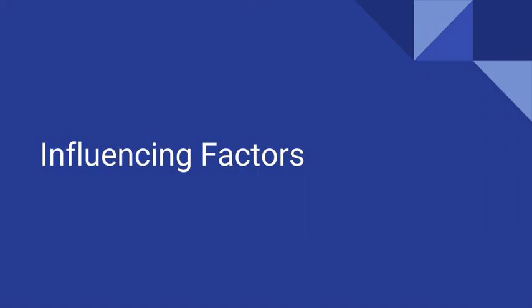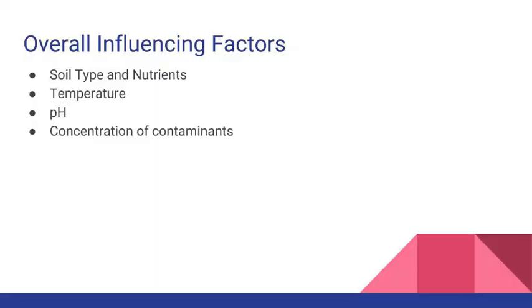Here, we'll be looking at the influencing factors that take part in biological remediation. Some of the key players in this type of system are bacteria, as without them, your processes will not proceed forward. The most important physical characteristics of note in biological remediation will be soil type and nutrients, temperature, pH, and the concentration of the contaminants will also play an important role.